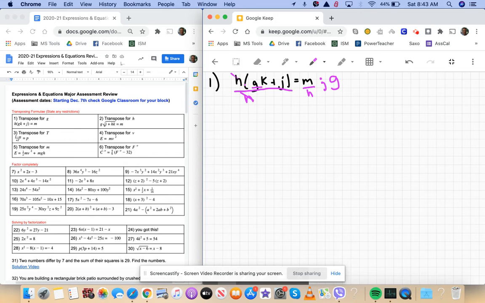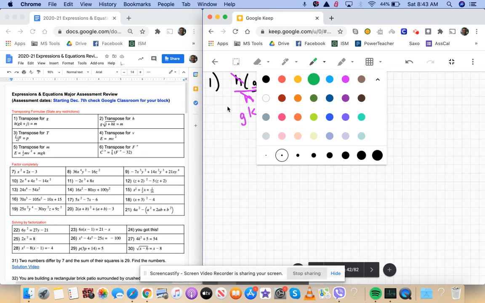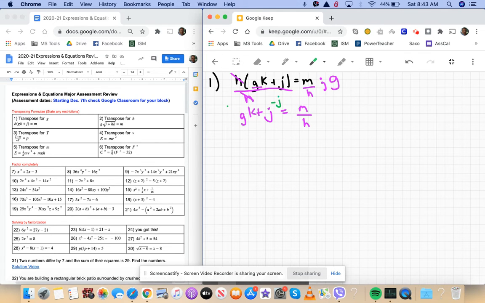And that will undo the multiplication. So then we have GK plus J equals M over H. All right, and logically we're going to subtract J now. So let's subtract J from both sides. All right, so that's gone, and we have GK is equal to M over H minus J.